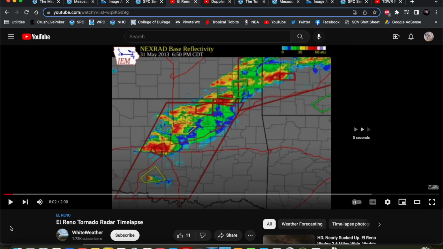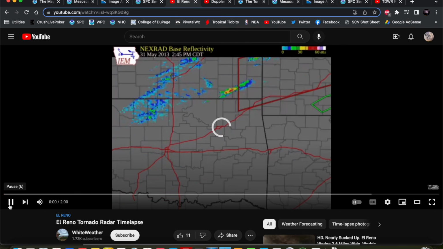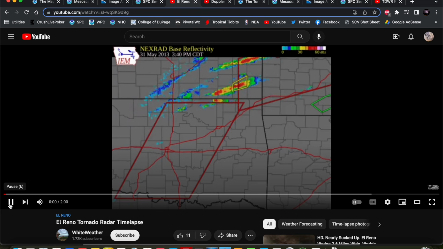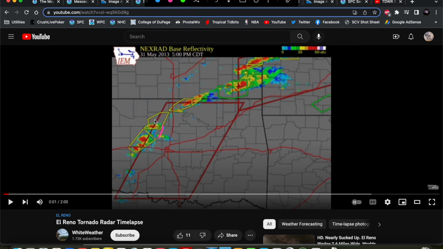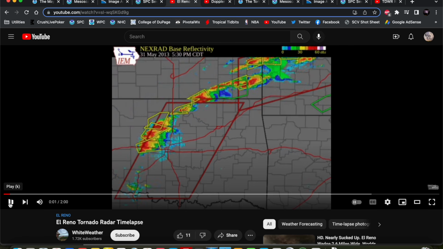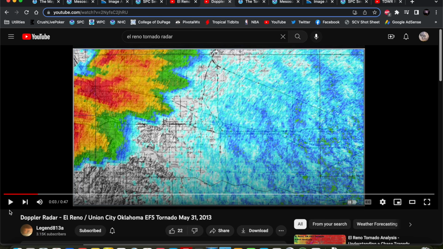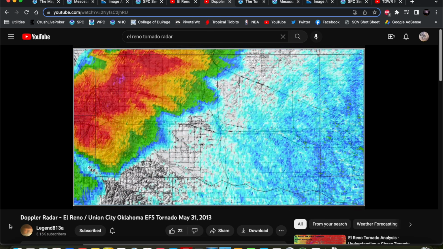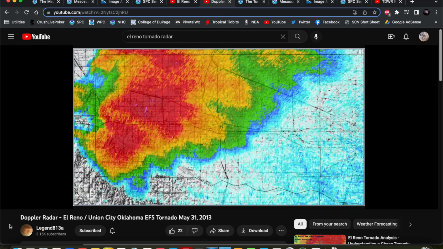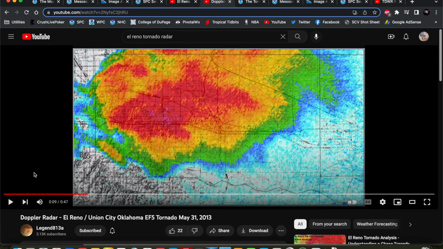You can see as the radar goes on with time, storms fire to the north along the main cold front, and we get semi-discrete supercells firing just ahead of that triple point in western Oklahoma, where low-level shear and lift were maximized. We did get more of a clustered storm mode with the El Reno event, very, very similar to the Joplin event. You can see storm mergers going on here as well.